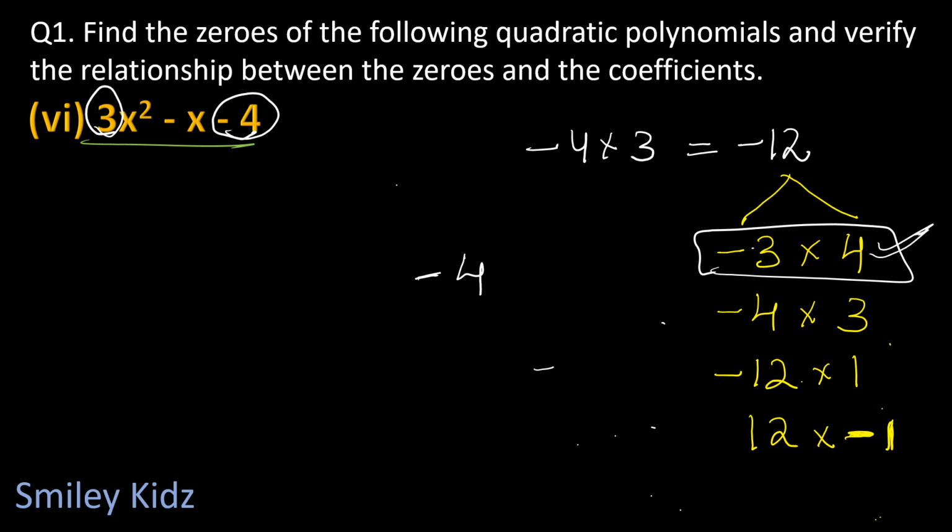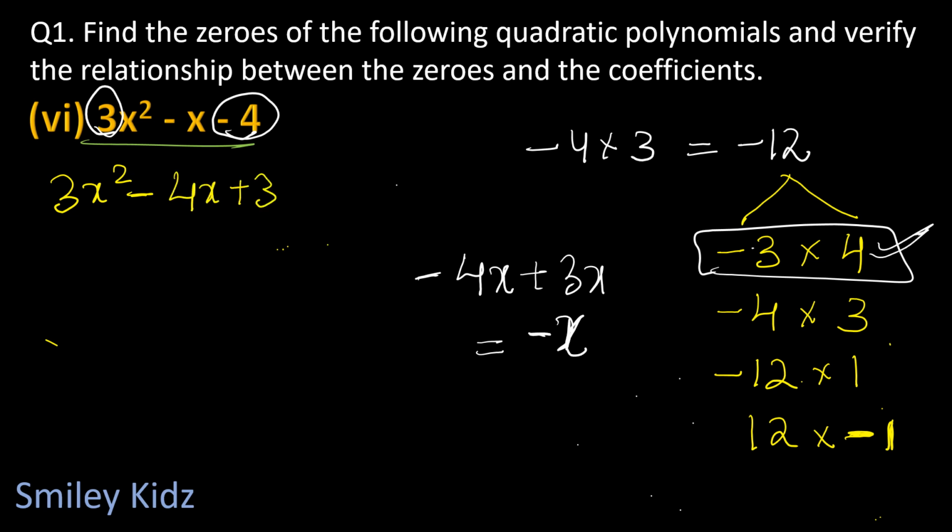So first I'm going to add them. So minus 4x plus 3x. So it's going to be minus 4 plus 3, isn't it? So minus 4 plus 3 will give you what? Minus 1 or minus x in fact, right? Minus 1x or minus x. And that's what we want. So here I'm going to write down 3x square minus 4x plus 3x minus 4.